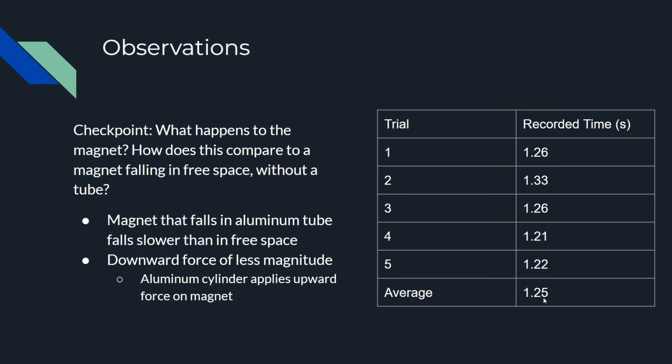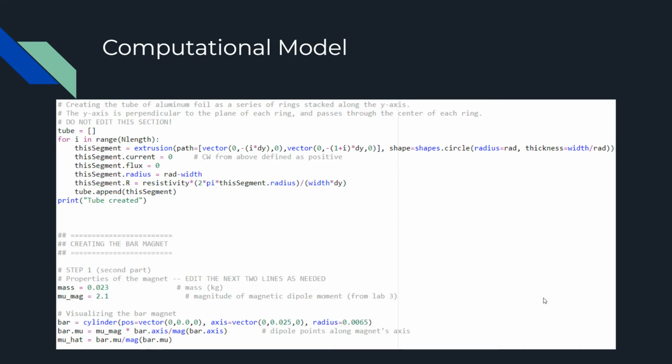Now, observations. Checkpoint: what happens to the magnet, and how does this compare to a magnet falling in free space? A magnet falling in an aluminum tube falls a little bit slower than in free space. It has a downward force of less magnitude because the aluminum cylinder applies an upward force on the magnet. And as you can see, our 5 trials had an average recorded time of 1.25 seconds.